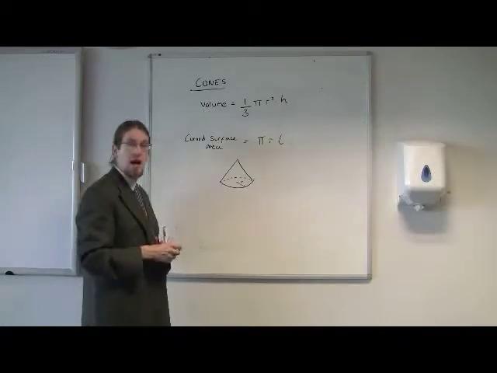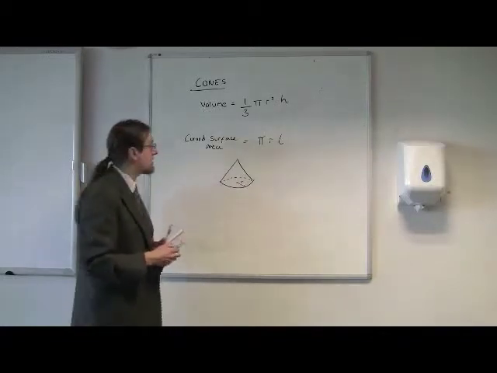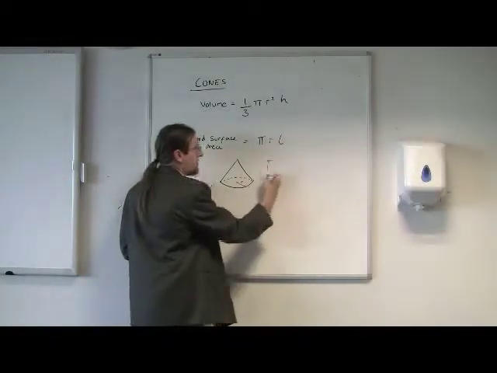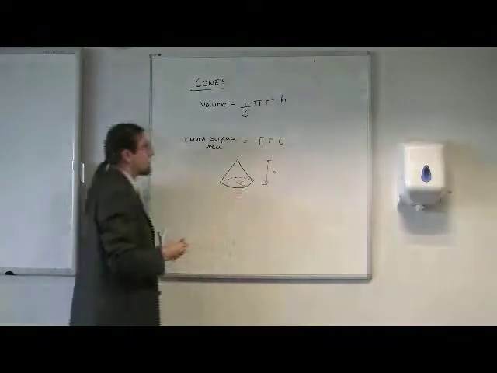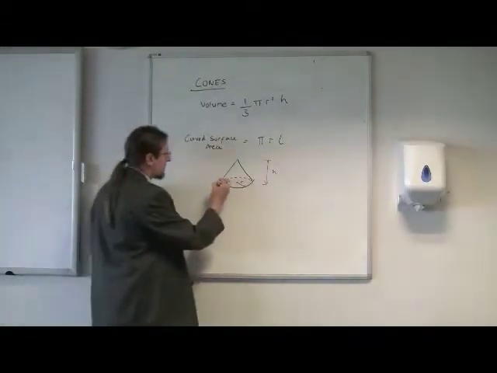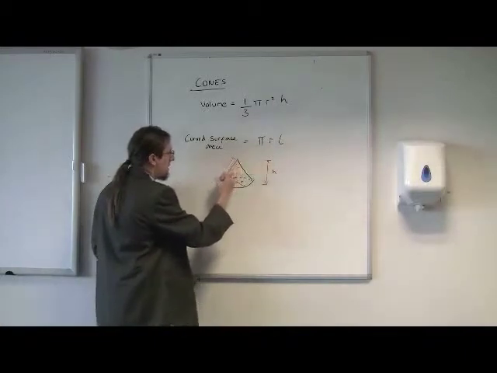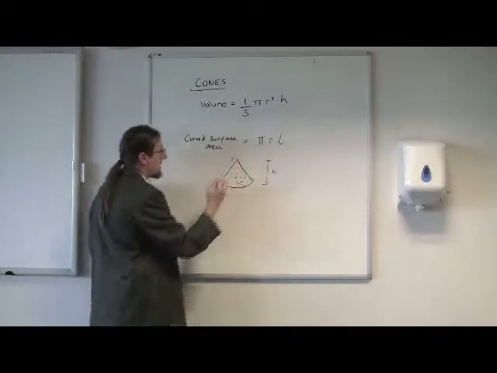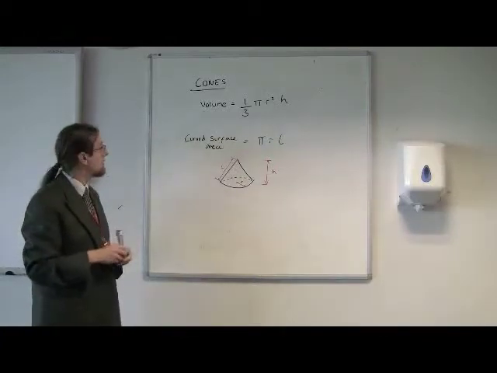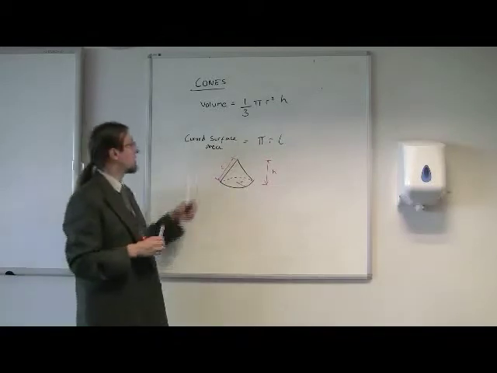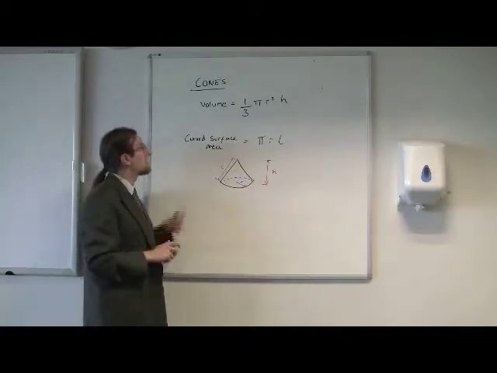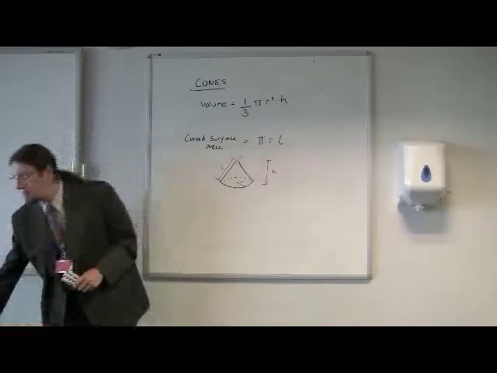H is the height of the cone. Now it has to be the vertical height, so going from the bottom of the cone straight up to the top. Now L is how long the slanting side is. And that's important because the angle at which that's sloping will affect the curved surface area. Now we'll have a look at calculating both of these things for an example cone.